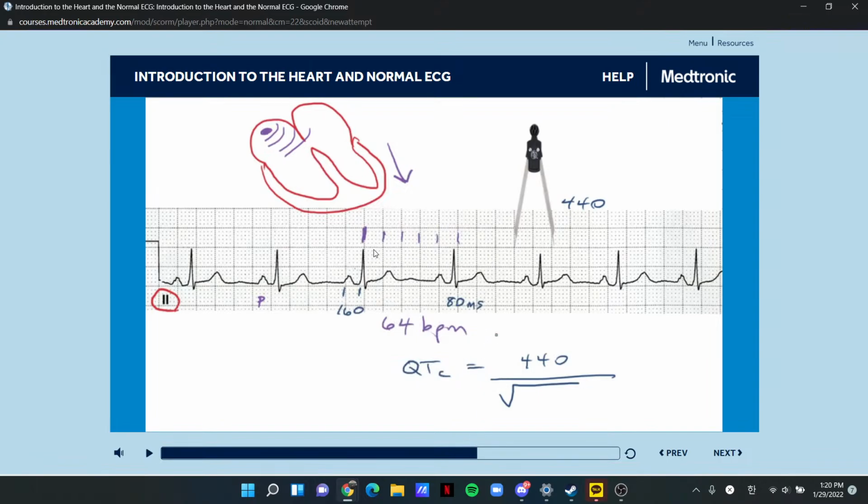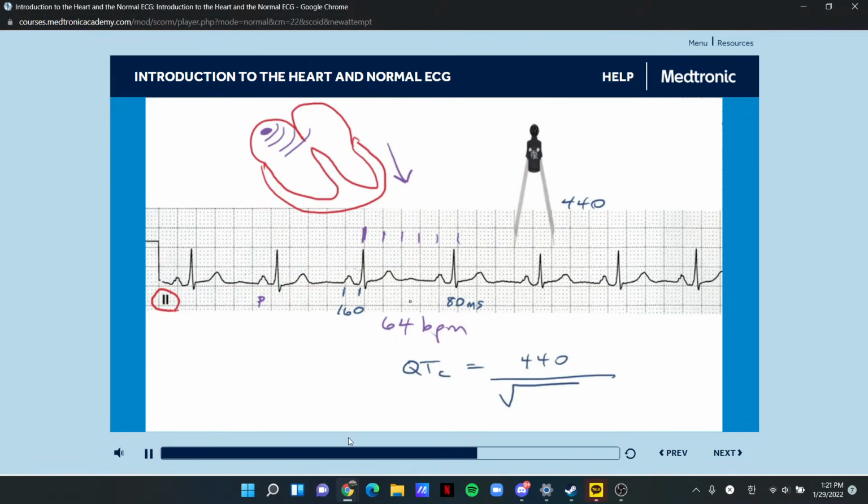Let's see if I calculate that too. That's 10, 20, 40. 40 times 5 is 200. 200 times 4 is 800. 800 plus 160.